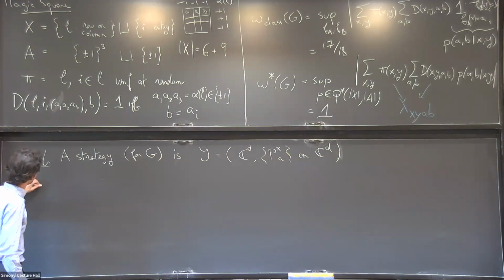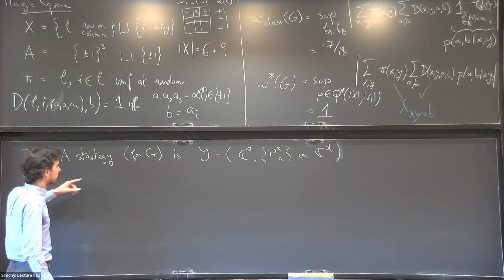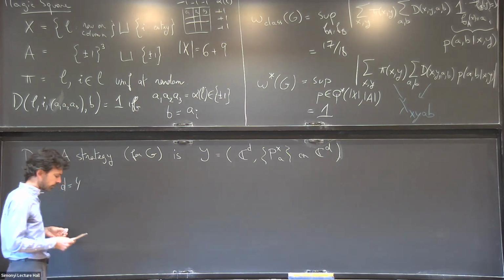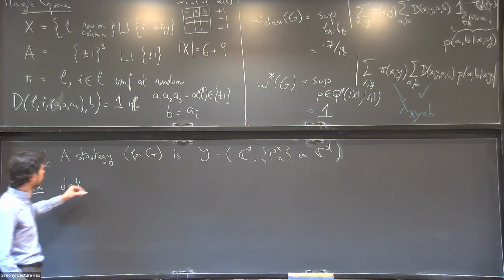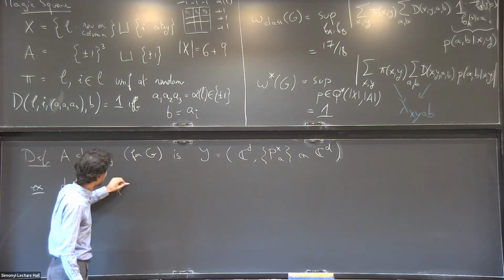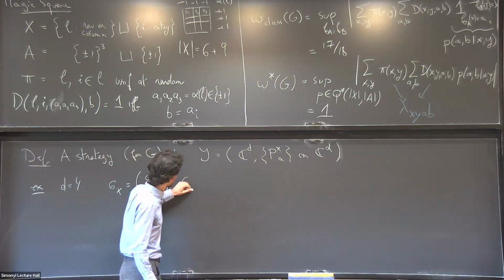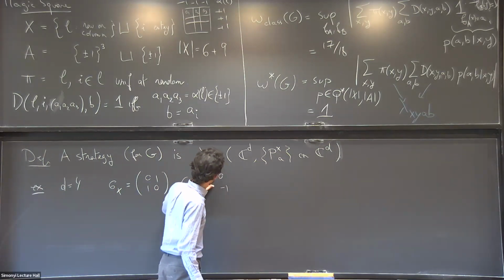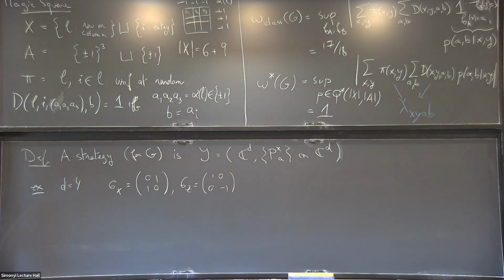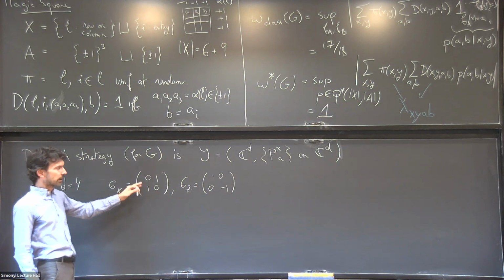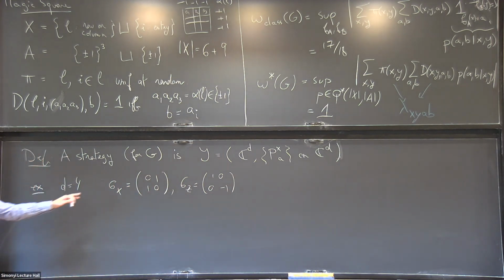So let's have an example of a strategy. I'll describe a strategy that succeeds with probability 1 in this game. It's actually very pretty. We'll take d equals 4, so it's going to be a 4-dimensional strategy. And to describe it, I need to introduce some famous matrices from quantum information, the Pauli matrices. They're just 2x2 matrices, very simple. This is one of them, and the other one is this one. The only relevant facts about these matrices are that they're Hermitian, symmetric, they both square to identity, and they happen to anti-commute. We can check that. That's the only thing that we need.